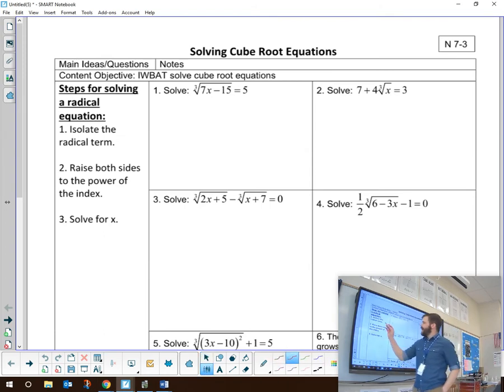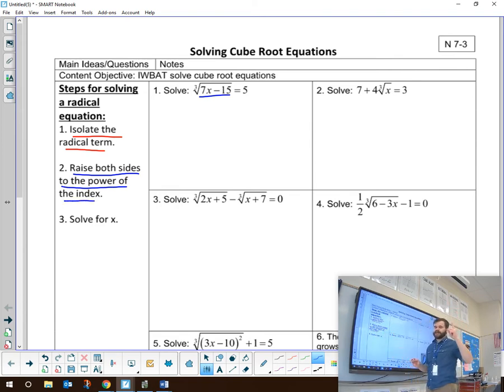Step number one, isolate the radical term. Isolate the radical term. That just means get your cube root by itself. So take a look here. This cube root's already by itself. So next, to get rid of this cube root, we need to raise both sides to the power of the index.